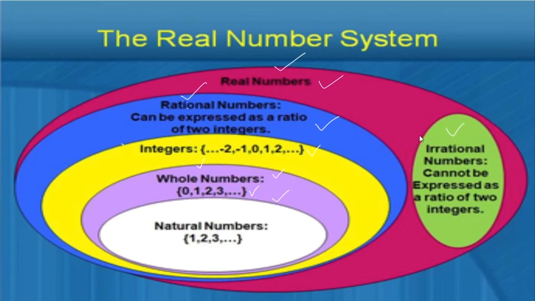But we know that irrational numbers are disjoint with respect to the rational numbers. If x is any rational number, then it will not be an irrational number. So we have shown the two circles untouched. Here a gap is there. This means that the set of rational numbers and the set of irrational numbers have no common elements. In this way I can represent the real number system.